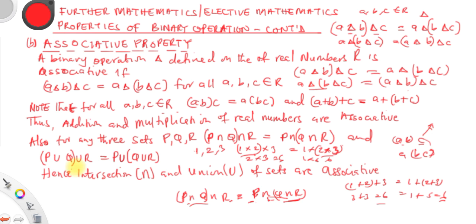And if you also take the union, you have P, Q, and R and you want to find the union of these three sets. You either find the union of the first two first, and then combine the answer with the last set, or you find the union of the last two sets, then combine the answer with the first one. You will get the same result. This one will always hold. So what have we said? Intersection and union of sets are also associative.